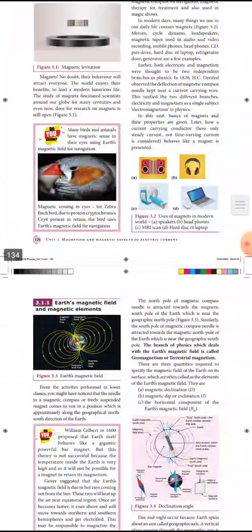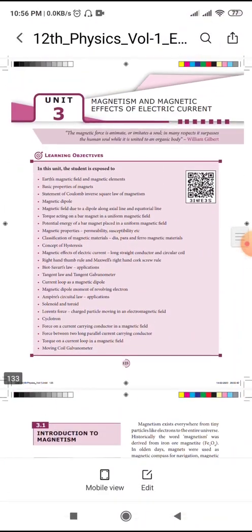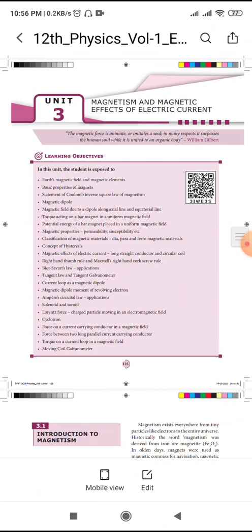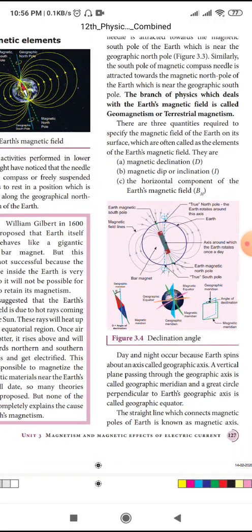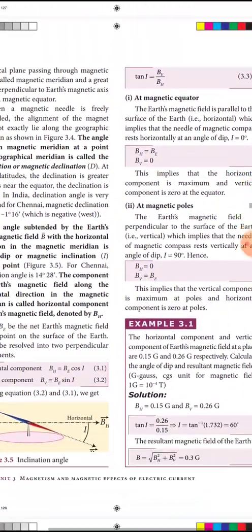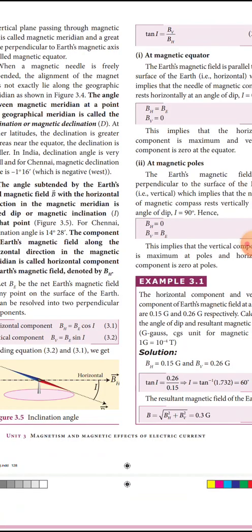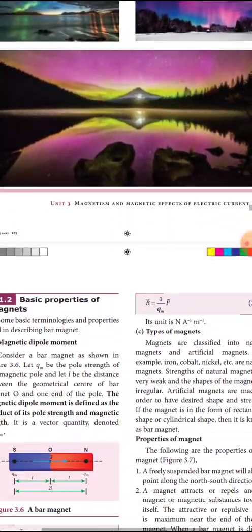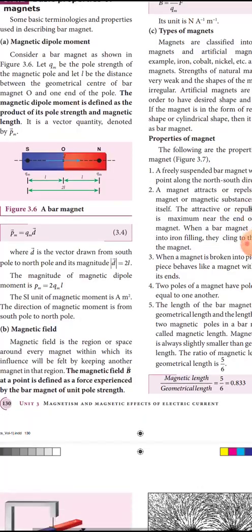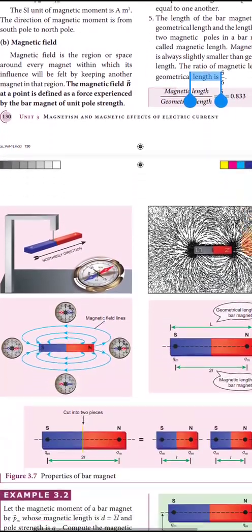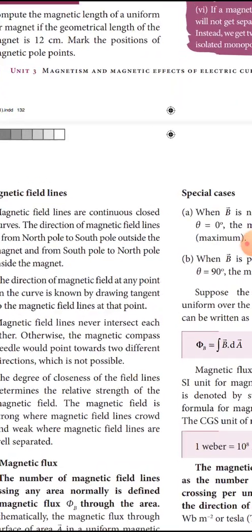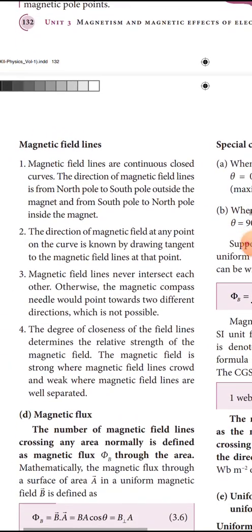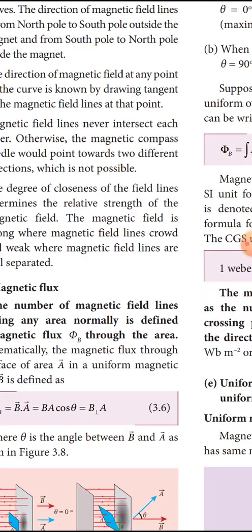Next we shall see the revision for the third chapter, magnetism and the magnetic effects of electric current. Here some basic definitions are given. You have to find out the dip, declination and inclination. These are the basic properties of magnets, and some properties of magnets are also given. You have to read the magnetic field line properties and similarly magnetic flux.